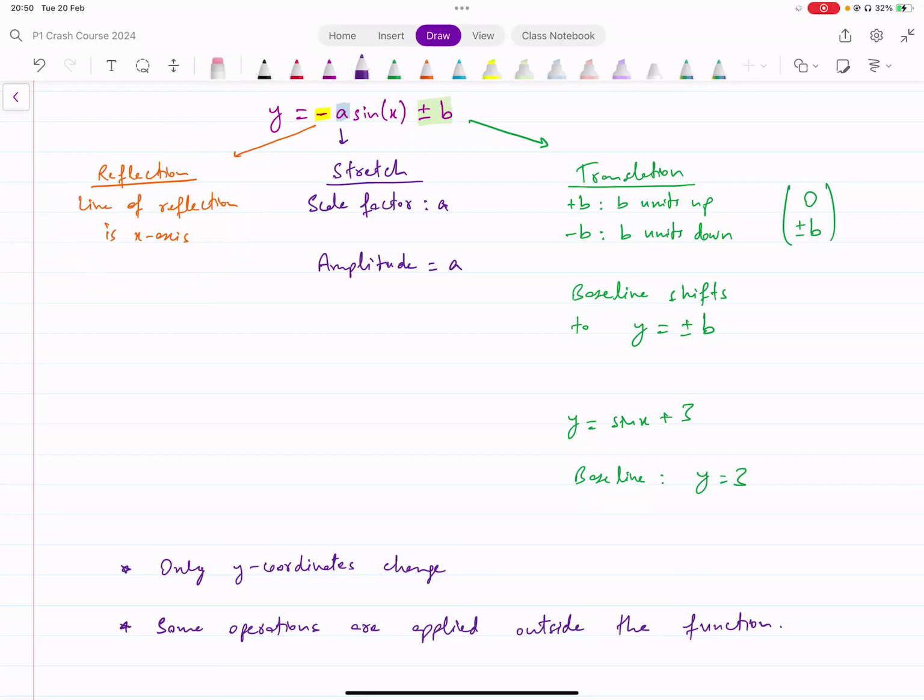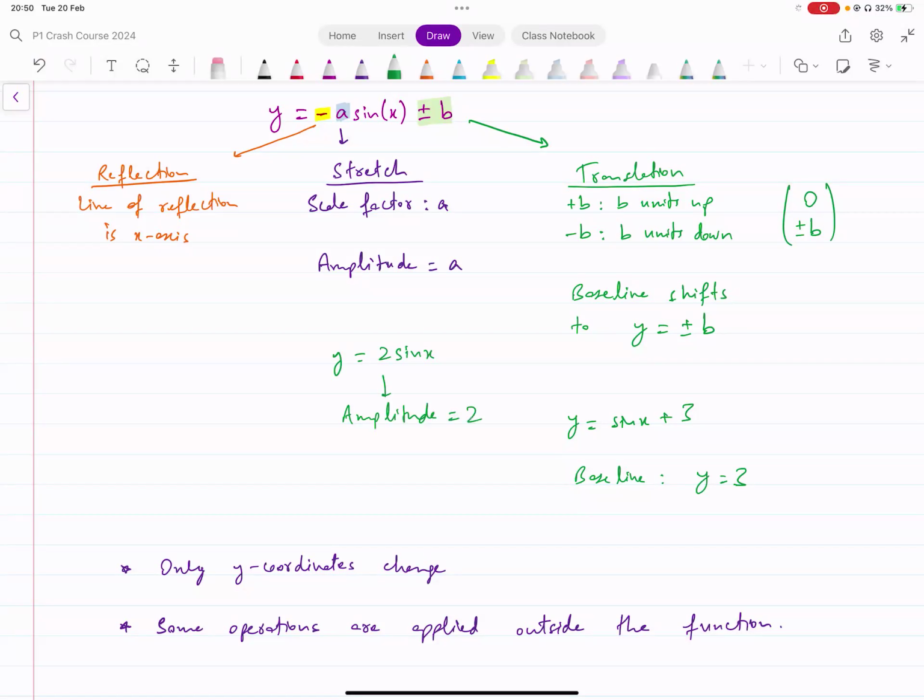If you multiply by a number outside, we call that a vertical stretch. In case of sine and cos, that number is the amplitude. So for instance, if the function is y equals 2 sine x, it means the amplitude of this graph is going to be 2.